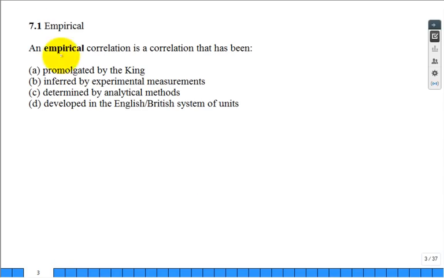So an empirical correlation is a correlation that has been promulgated by the president or the king or dictator or whatever, or it's been inferred by experimental measurements, or determined by analytic methods, or developed in the English-British system of units. What is it? I'm going to throw up more clicker questions today than I have time, so get ready, but what is the answer to this without clicker? B. The whole idea of that first section of this chapter is that it's based on experimental measurements. A lot of correlations, that's how they got them. Not sophisticated analysis methods. Some of them are based on analytical, but not all of them. The majority are based on empirical measurements.